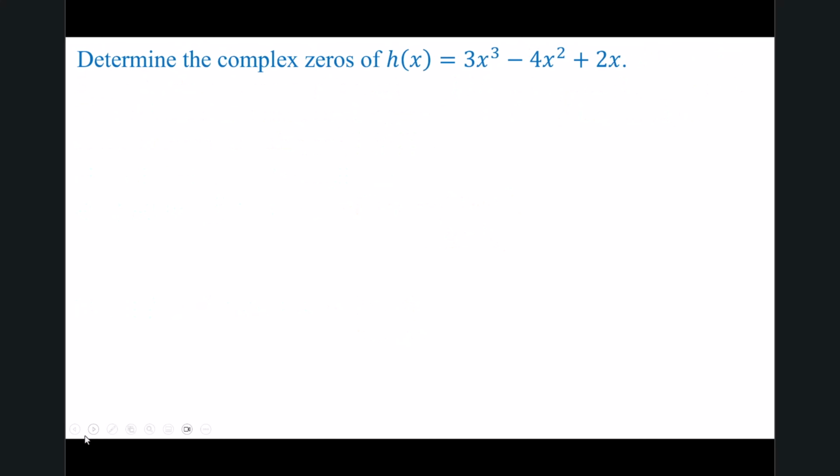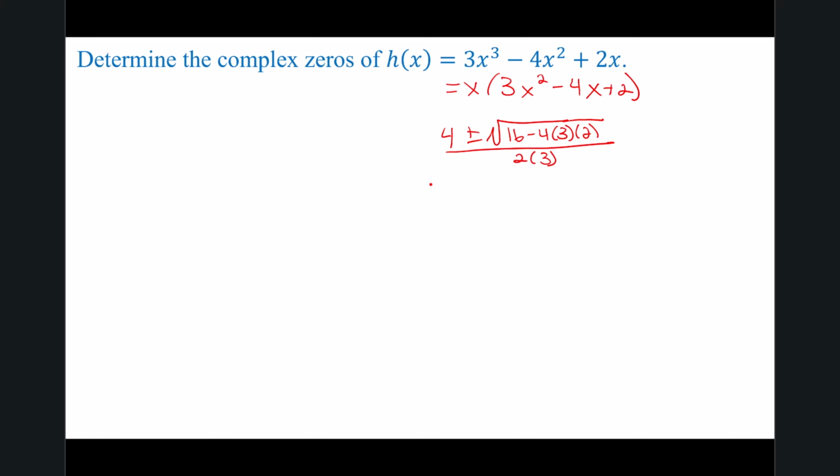Determine the complex zeros of h of x equals 3x cubed minus 4x squared plus 2x. I'm going to start by factoring out an x, and I'll have 3x squared minus 4x plus 2. Now this part in parentheses doesn't factor, so I do need to use the quadratic formula. So negative negative 4 plus or minus the square root of negative 4 squared minus 4 times 3 times 2, all over 2 times 3. Simplifying, I get 4 plus or minus the square root of 16 minus 24, all over 6, which is 4 plus or minus the square root of negative 8 over 6.